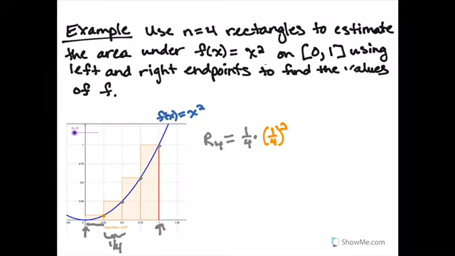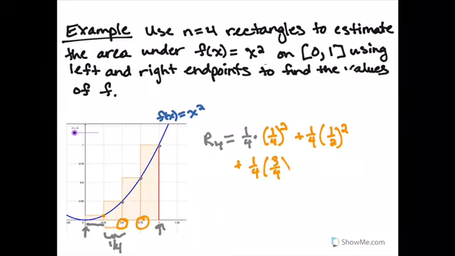Okay, my function's x squared. My x value at that point is 1/4. Then we go to the next one. I have a base of 1/4, and then I'm plugging 1/2 into the x squared. For my next rectangle, we're going to plug 3/4 into the x squared. We have a base of 1/4. And for my last one, base of 1/4 again, and the height, when we plug 1 in and square it, we get 1.